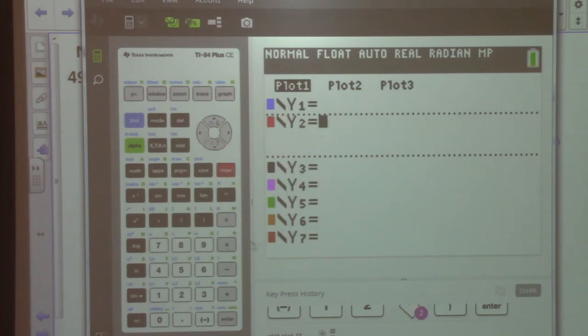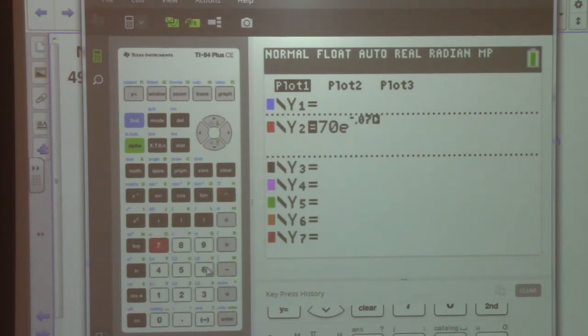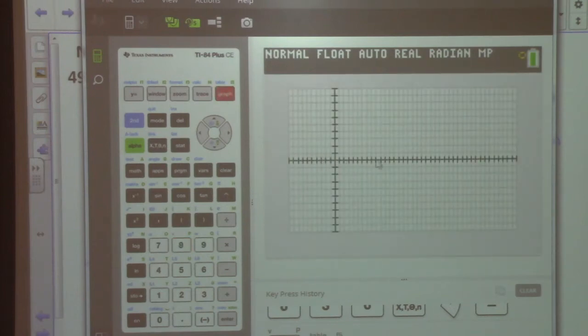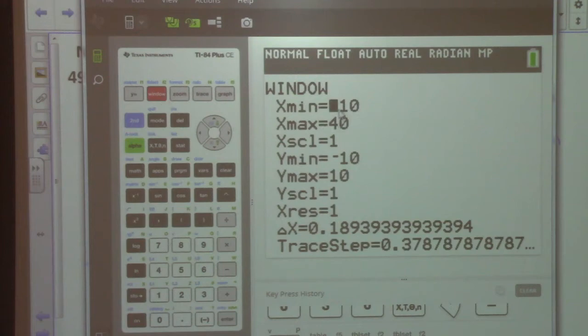Okay, so now we come here. I'm going to clear this out. So we have 70 e to the power of negative 0.07636 x, minus 8. And what we're going to do is come to the graph. I have the window set up. I'll show you what the window is. The window I have is this.